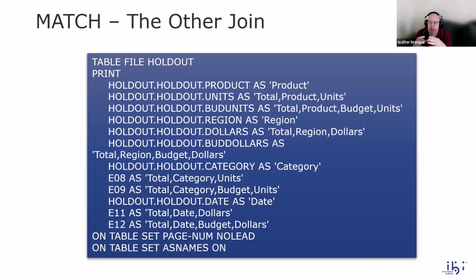So the final report that I want to get out, I'm going to table file hold out, which was the result of all the matches. I'm printing product, units, bud dollars, region, dollars, bud dollars. And then notice I have E08, E09, E11, and E12. And those are to get those other columns with the same name that were further down in the line.